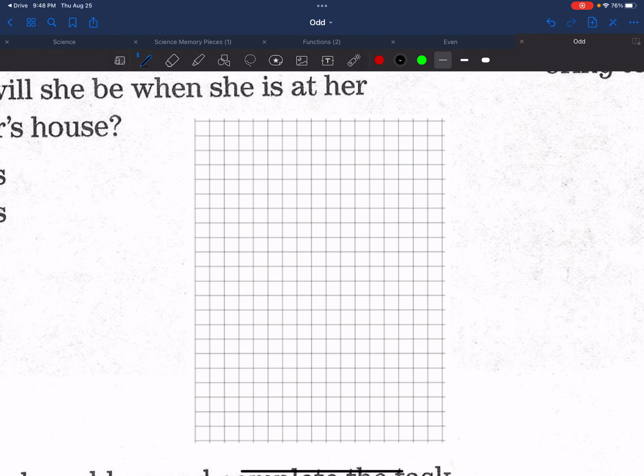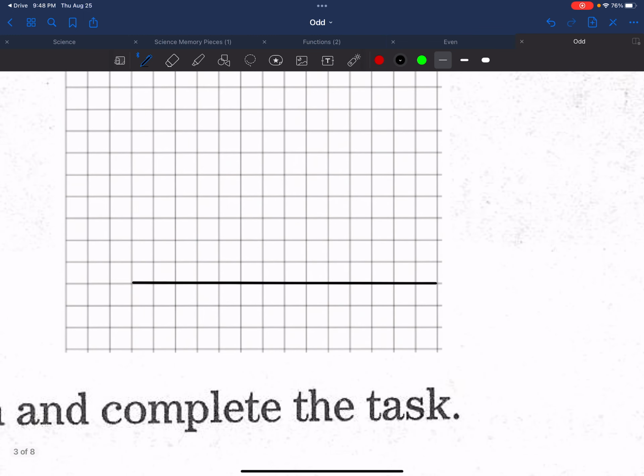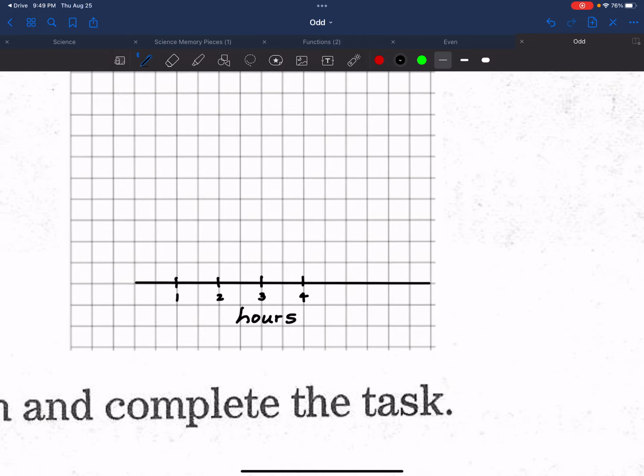So I have an x-axis. This is my independent variable, and this is the one that she can control. What's her name? Marla. So Marla decides how many hours she's going to drive. She can do 1 or 2 or 3 or 4 or anything in between. That's up to her. That is the independent variable.